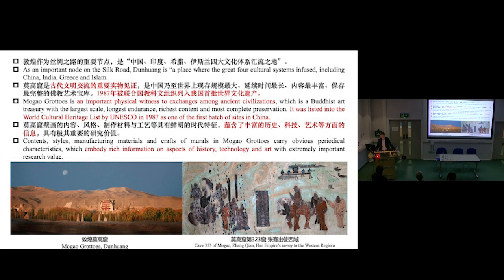This is Cave 323, Han Dynasty. Zhang Qian was the first ambassador sent by the Han Dynasty emperor to go to the Western countries in ancient China. He opened the ancient Silk Road. So this is a very famous picture in China. His name is Zhang Qian.